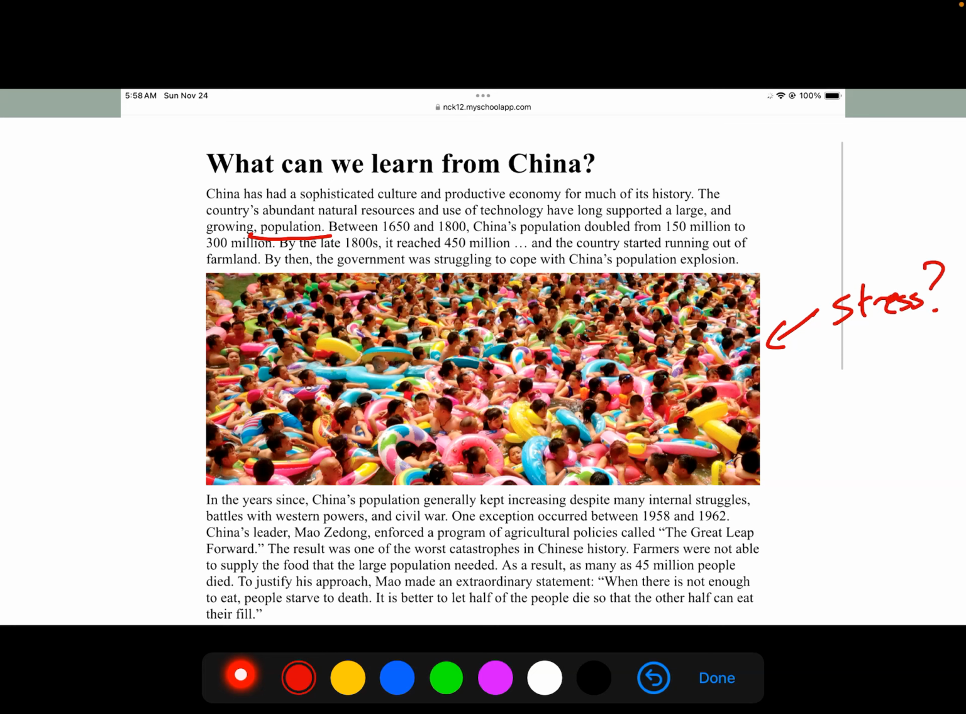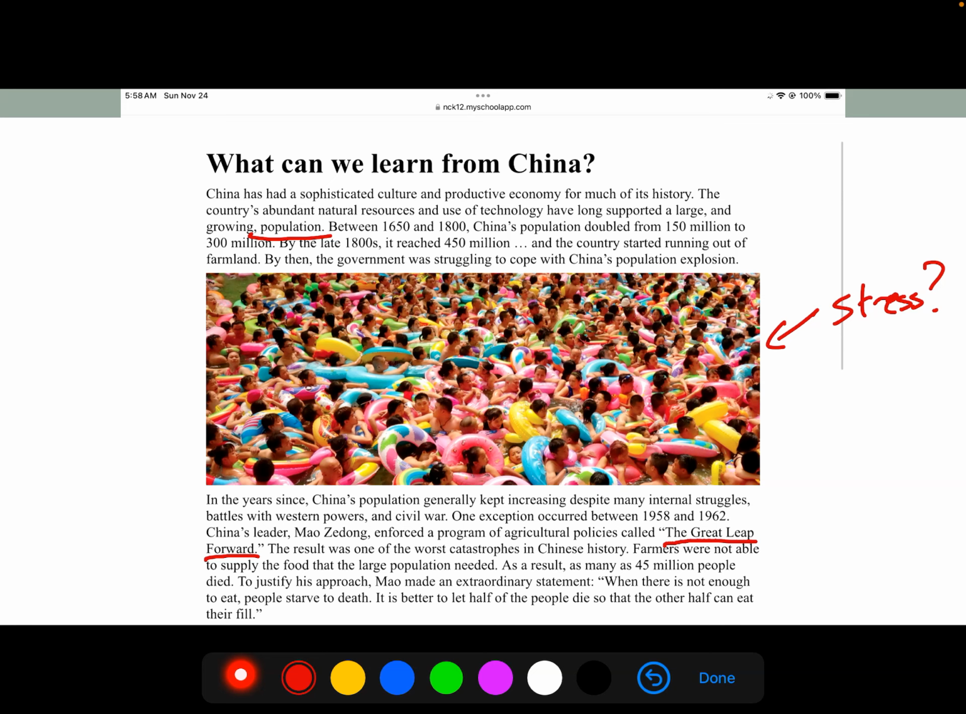In the years since, China's population generally kept increasing despite many internal struggles, battles of Western powers, and civil war. One exception occurred between 1958 and 1962. China's leader Mao Zedong enforced a program of agricultural policies called the Great Leap Forward. The result was one of the worst catastrophes in Chinese history. Farmers were not able to supply the food that the large population needed. As a result, as many as 45 million people died.